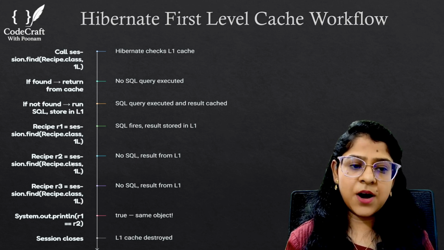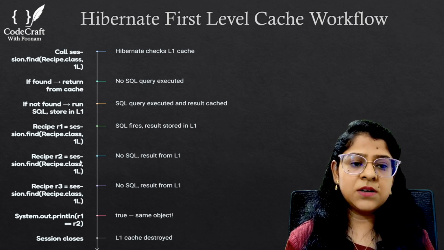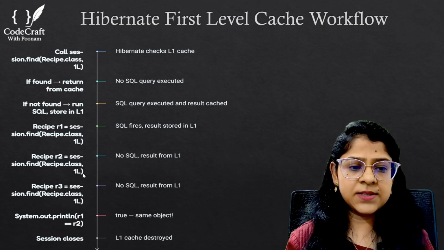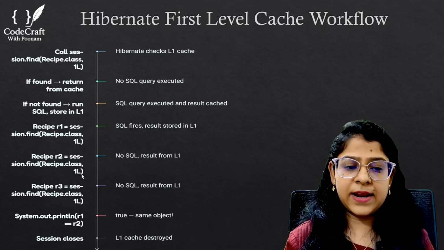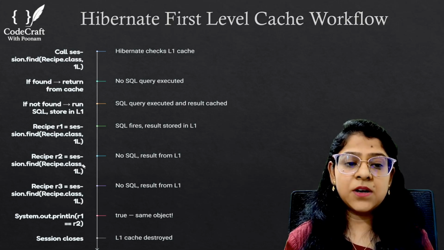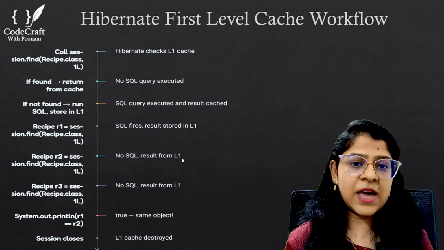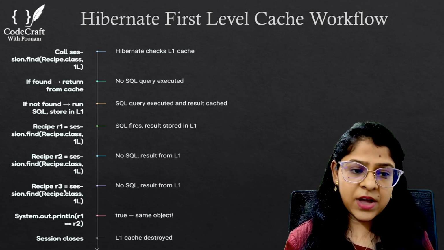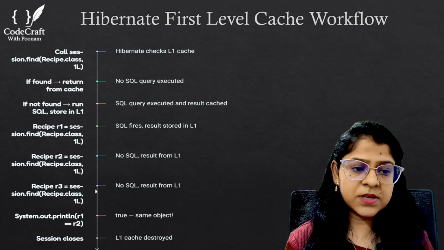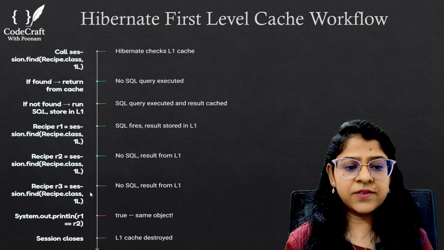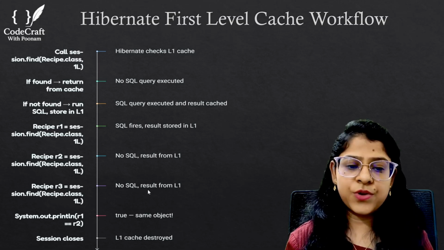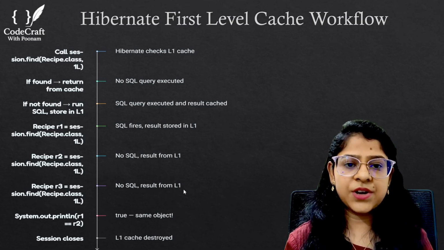And Recipe r2, another one, is equal to session.find with the class and 1L. So what will happen here now? There will be no SQL. Why? Because the result is taken from the L1. Then here we have another one, r3, that is Recipe session.find, again with our class. Here also no SQL. Why? Because the result is taken from the L1.